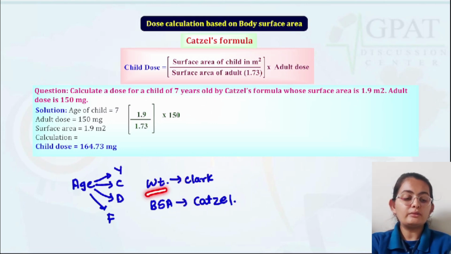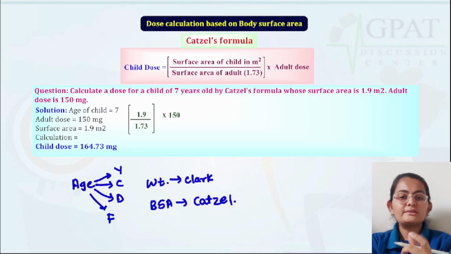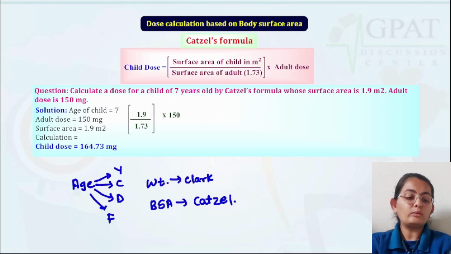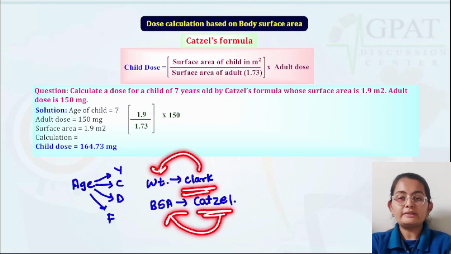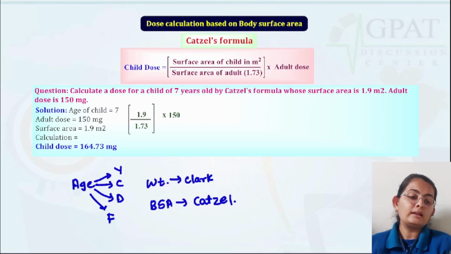So always remember weight: the Clark weight is calculated. You can associate it with this mnemonic that the Clark weight is calculated, and for Hetzel you can remember it as the cat's surface area, right? Just for remembering purposes, giving you this mnemonic: Clark weight is calculated and Hetzel's surface area is calculated. So this is all for you today guys, and I hope you remember these formulas.